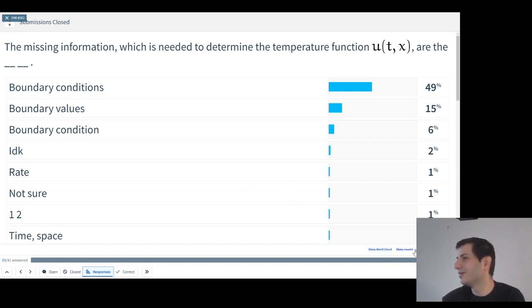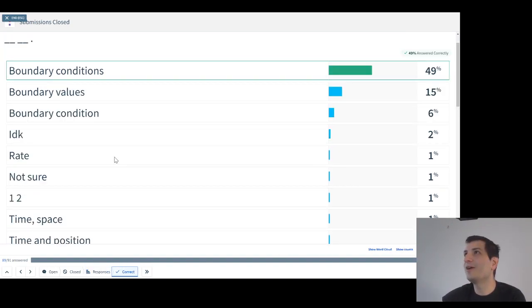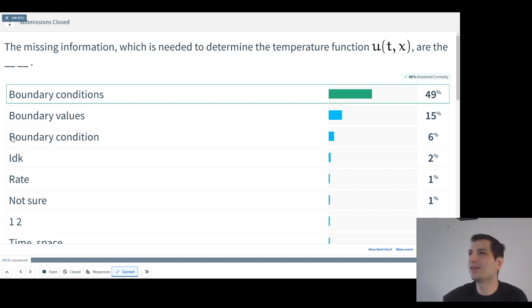And do I have a correct answer here? So boundary conditions is the right answer. Boundary condition, well, there are 2 of them. There's one on the left and one on the right. So I guess that's pretty close. Boundary value is also very close to being right.